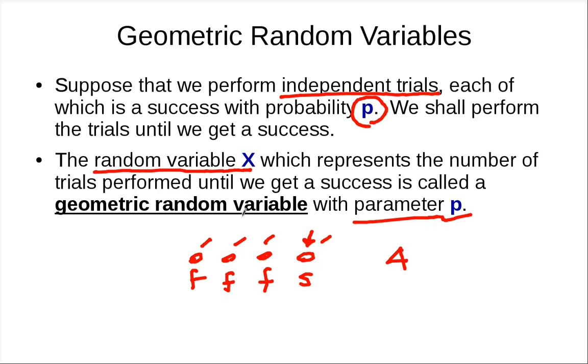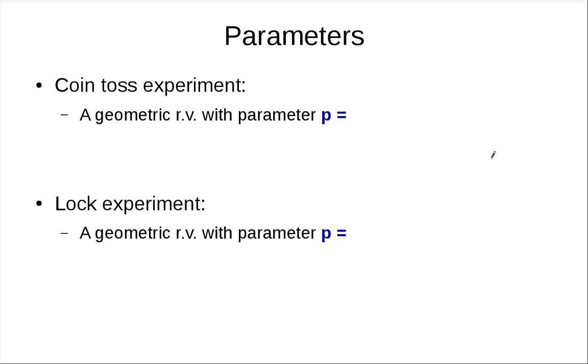We'll see pretty soon why we call it a geometric random variable, but note that we only have one parameter associated with it. It's the parameter p. Let's come back and look at the previous example. In the coin toss experiment, the number of coin tosses is a geometric random variable with parameter p. What is the value of p? We perform independent trials, and we are successful, that is, we get a hit, with what probability? It's going to be 1/2. So that's the parameter of the geometric random variable.